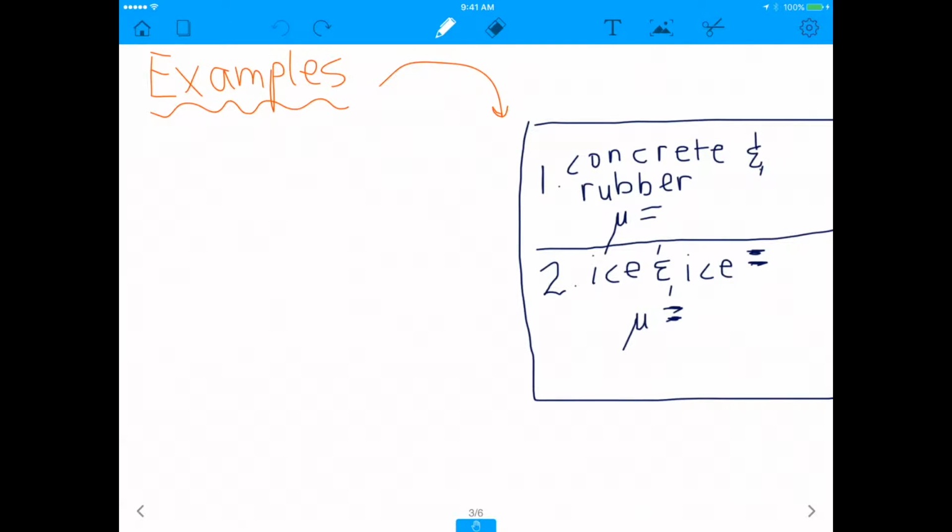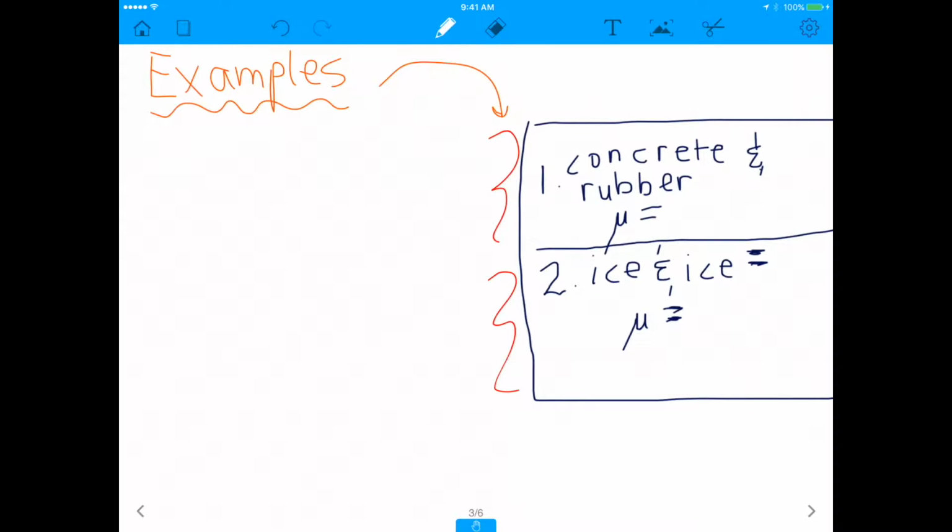Let me give you some examples now. I'm going to give you one example of concrete and rubber, and another of ice and ice. For the physicists in the audience, I'm referring to the coefficient of static friction. But for anyone who doesn't know the difference between static and kinetic friction, you don't need to know it. I'm just going to try to make a point.